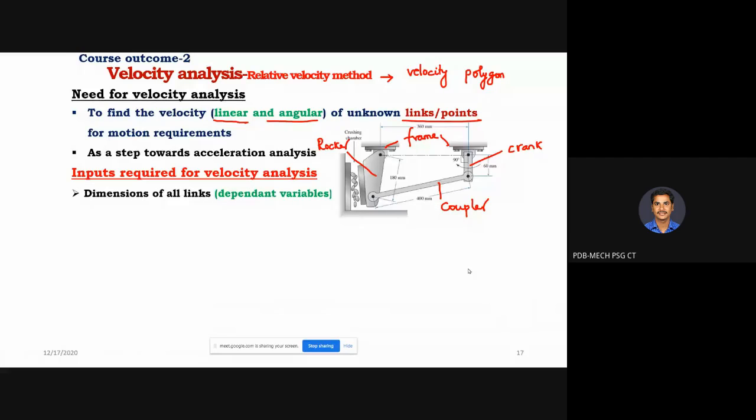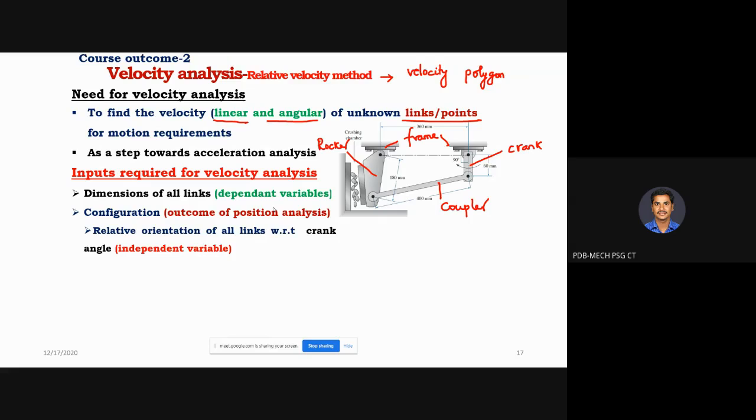So as the first step, we need to know all the dimensions of the links. Here the crank dimension is 60 mm, correct? The coupler is 400 mm, the rocker is 180 mm, and the frame dimension is 360 mm. With the dimensions known, we can proceed further with velocity analysis. The first and foremost requirement is to know the dimensions of all the links. These are all dependent variables, because if the crank angle changes from 90 degrees to another angle, the orientation of all the links is going to change.